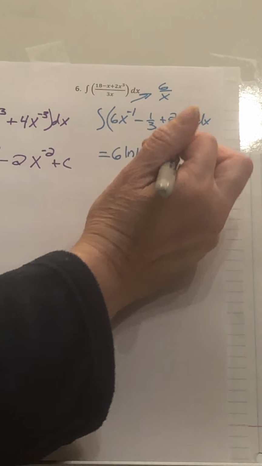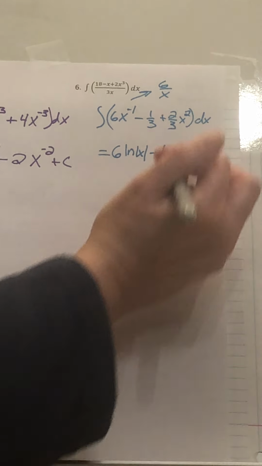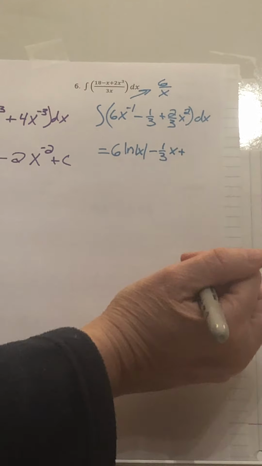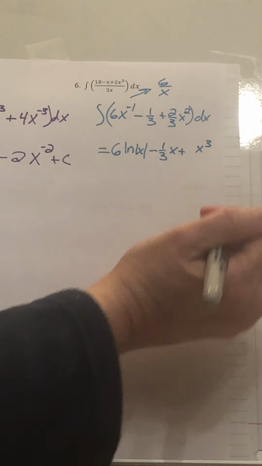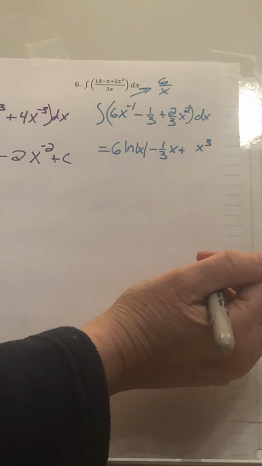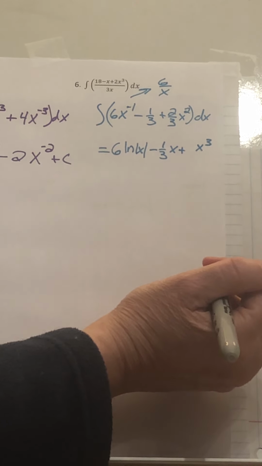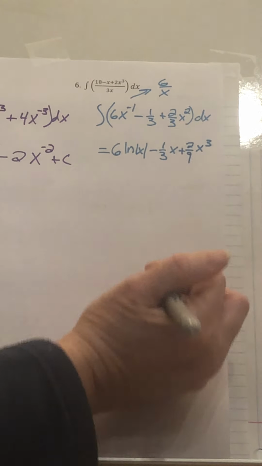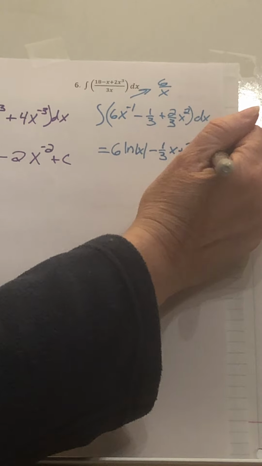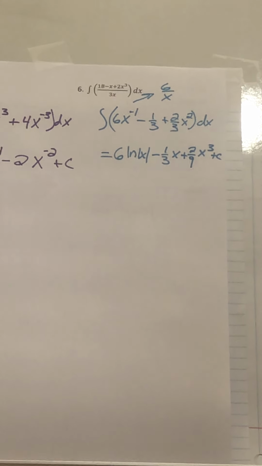Minus 1/3 is a constant, that becomes 1/3 x, plus, and then my last one leaves some space, it becomes x to the third. Dividing 2/3 by 3 is like taking 2/3 times 1/3, and I get 2/9 in front plus c at the end. And that's it for today's lesson.